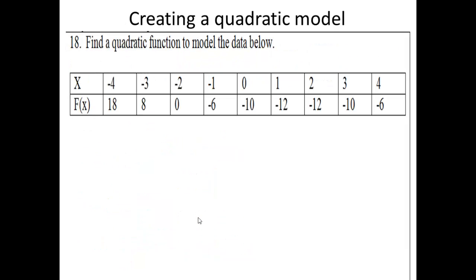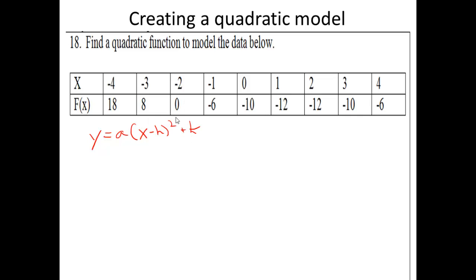Alright, so now we're going to create a quadratic model from our data. Now, our standard form for a quadratic equation in vertex form is y is equal to a times the quantity of x minus h squared plus k. Now again, h is going to control our vertex from left to right in the x direction, and k is going to control it up and down.